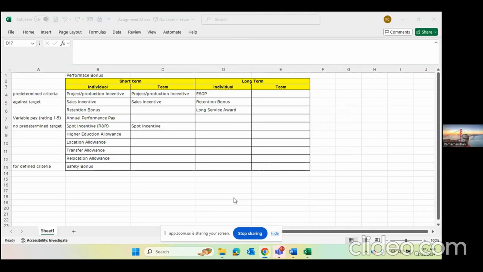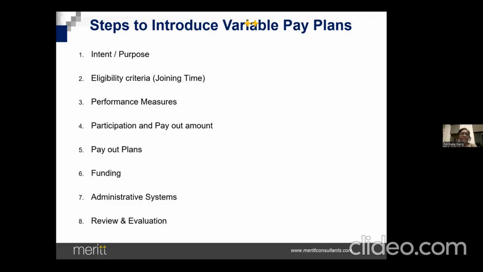Now, if you can stop sharing, then we will look at some design considerations, some of the things we need to consider when we design a general incentive plan. All right, let us look at some of the broad steps to introduce a variable pay plan. Very, very most importantly, intent. When I say intent, what is it?